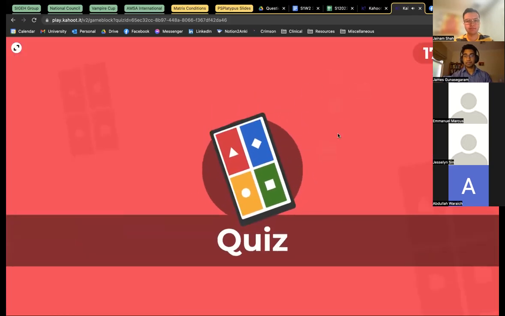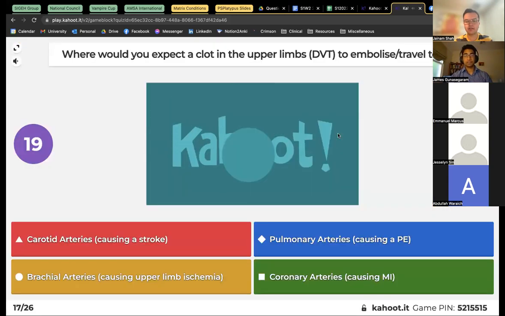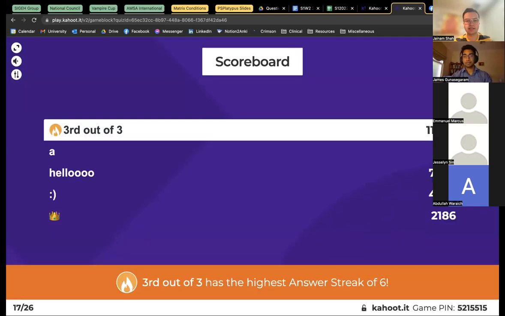All right. Next question. Where would you expect a clot in the upper limbs, so a DVT, to embolize or travel to? This one is probably very, very buzzwordy. Yeah, good stuff. Nothing to explain here. DVT from the legs goes to the heart. From the heart, it enters the right atrium, right ventricle, and straight to the lungs, which is not good. So you want to be on high alert for things like this when you hit the clinics.